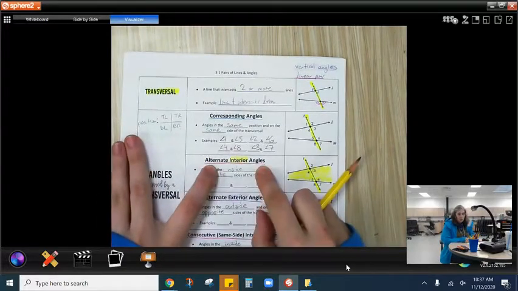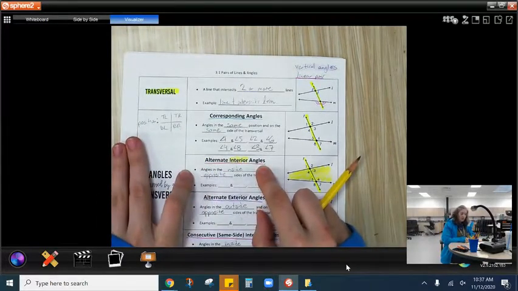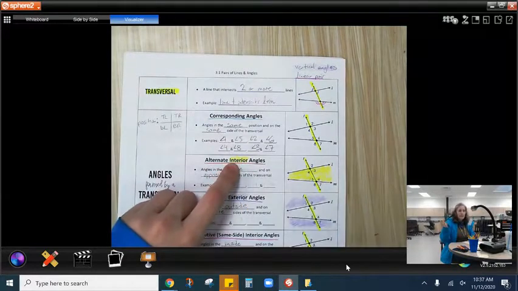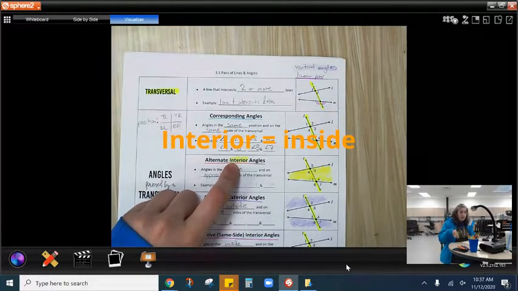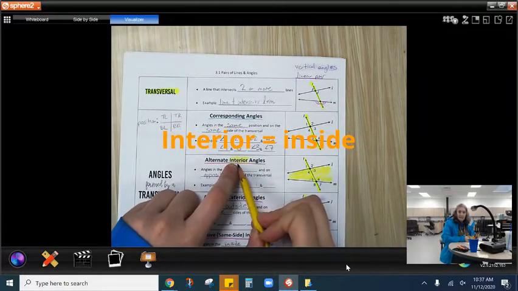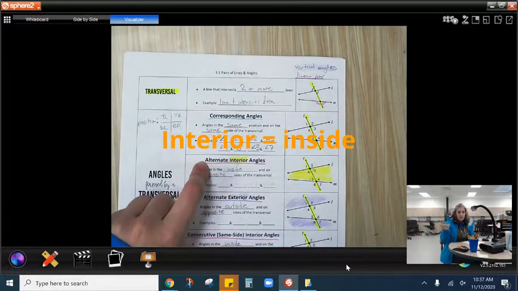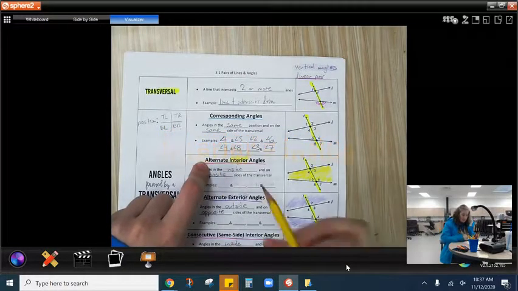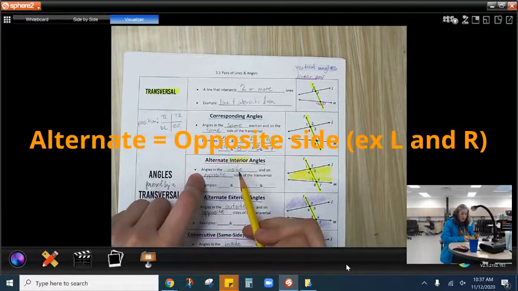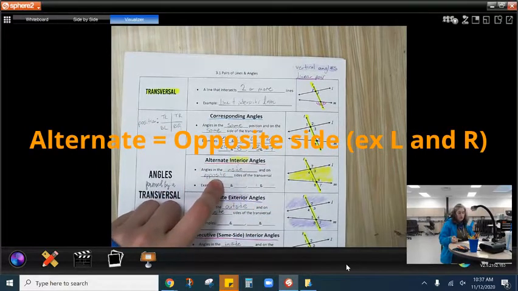Alternate interior angles. Interior, you already know what that means. Think about an interior decorator or an interior painter. They're people that would decorate the inside or paint the inside of your house. So interior just means inside. And alternate means opposite. So the alternate interior angles are angles that are on the inside and on opposite sides of the transversal. I've colored our interior here so we can see the interior a little better.